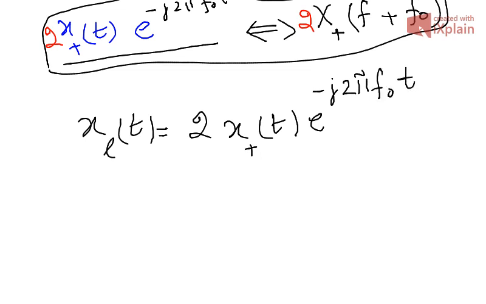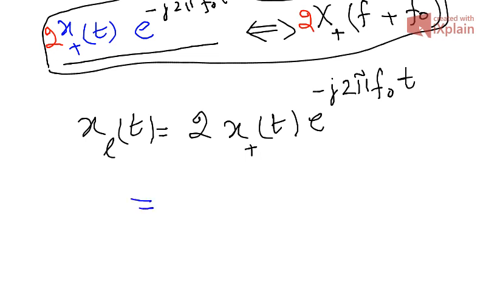So this is from the modulation property, from the Fourier tables. You should observe the Fourier tables. Any signal multiplied by e raised to the power of minus j 2 pi f naught t, the spectrum would be x of f plus f naught. So x positive of t is multiplied, so x positive of f plus f naught would be the spectrum.